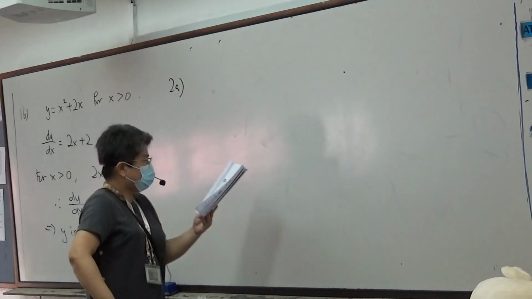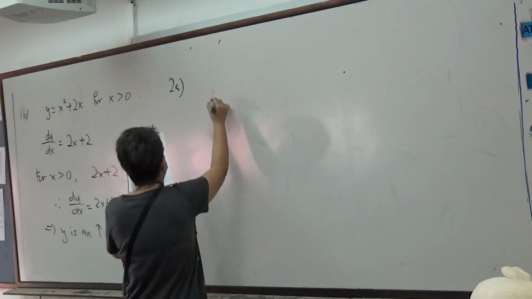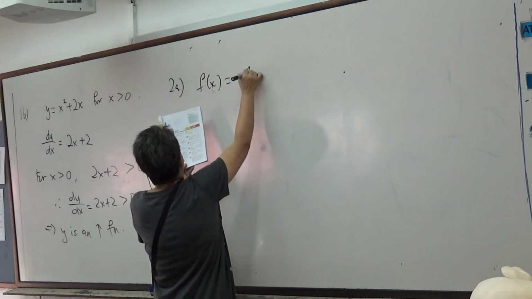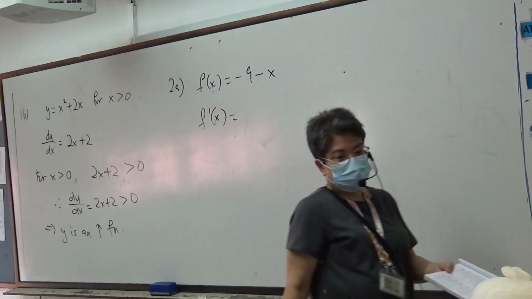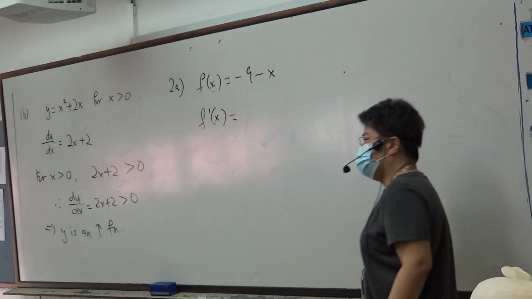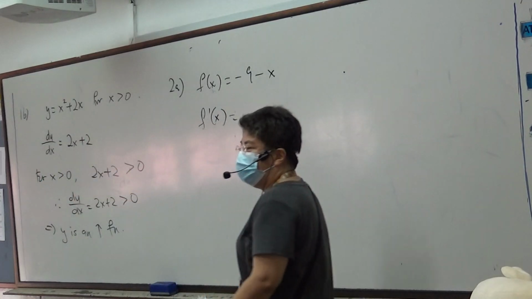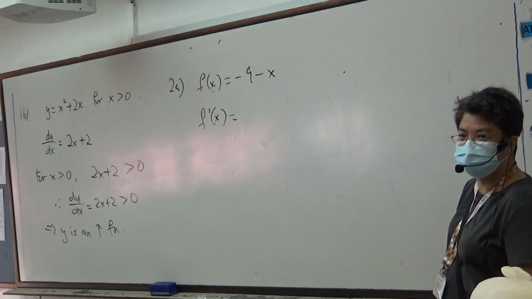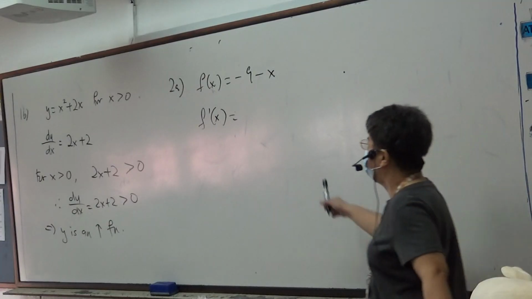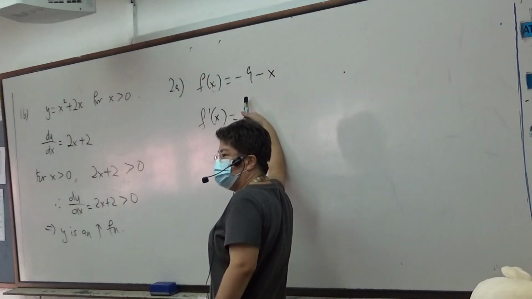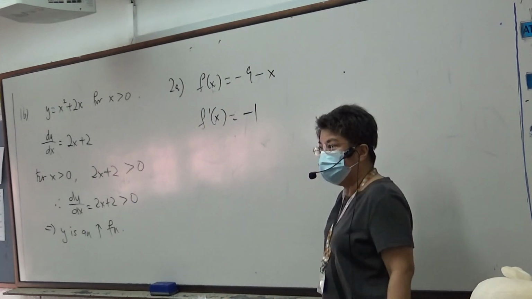2a. For each function, find an expression for f prime x and explain why f(x) is an increasing function. f(x) is negative 9 negative x. All of you go and find f prime x for me. What is it? Well, I differentiate this one. Differentiate negative 9 is what? 0. What about this? Negative 1, right? Correct?